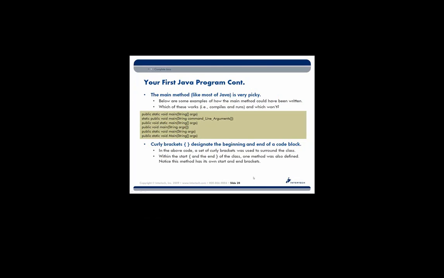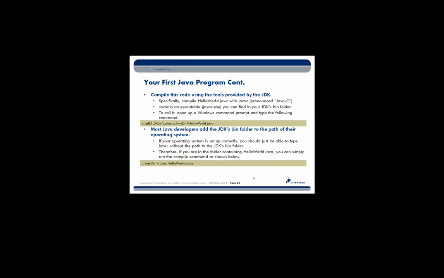As I mentioned earlier, the curly brackets are used really to designate the beginning and the end of a code block. So you've written this Hello World program, and now you're ready to run it. But before you do that, you're going to need to compile it into bytecode. The way that you do that is you use a program that's found in your JDK's bin directory, and that's called javac. That's your Java compiler.